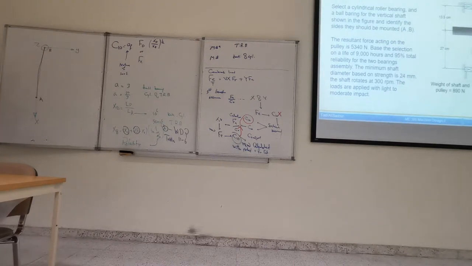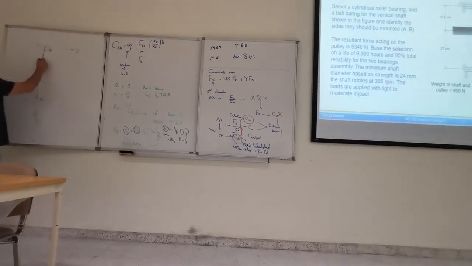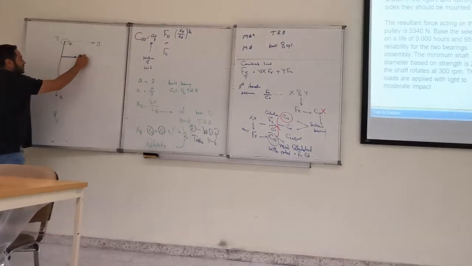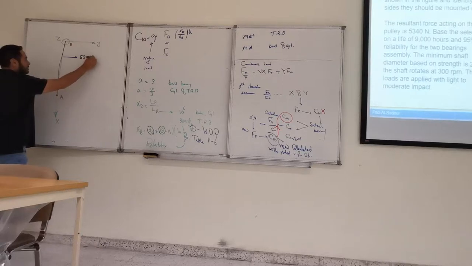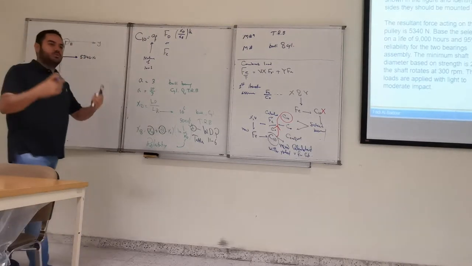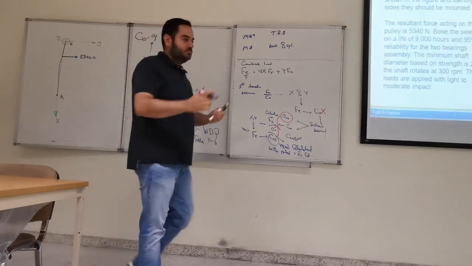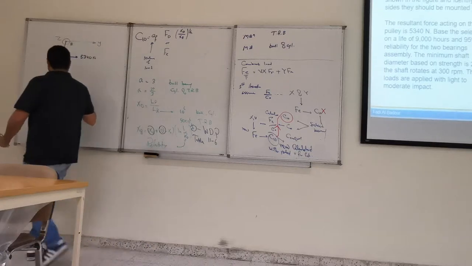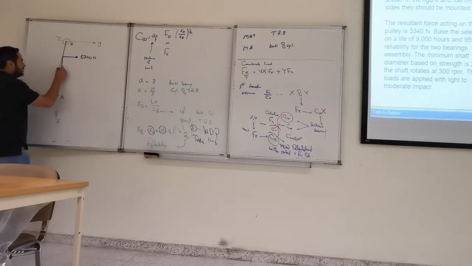Okay. And now I have a force of 5,000 on the pulley from the pulley tension. 5,000 and what? 314 newton. And he said that this is lifted vertically, so there's a weight. Where would the weight act? Down or up? Down. And he gave me the weight of 890, is that right? Yes. So I have the weight.